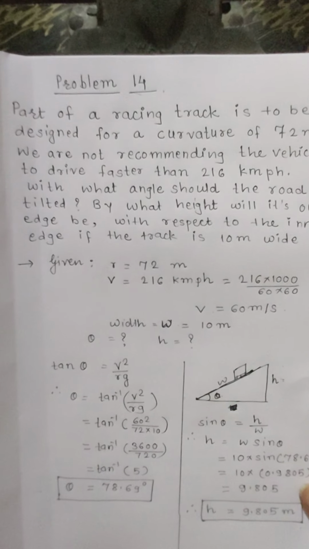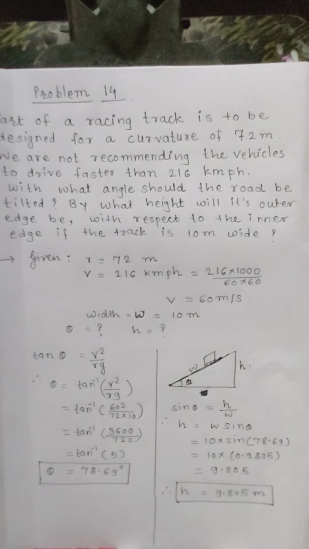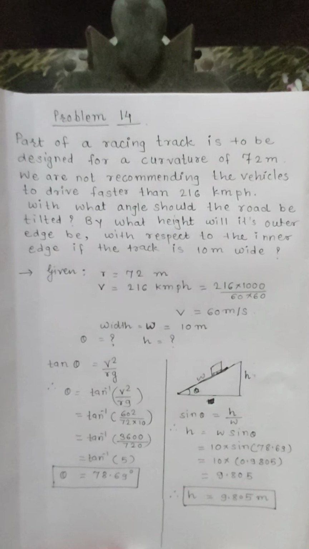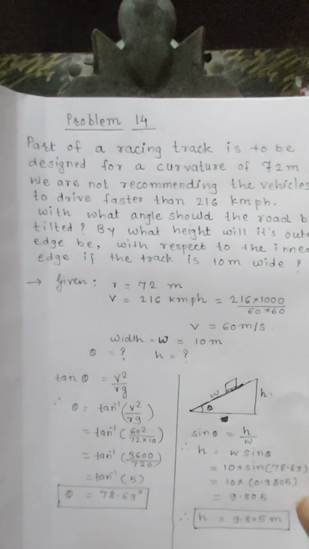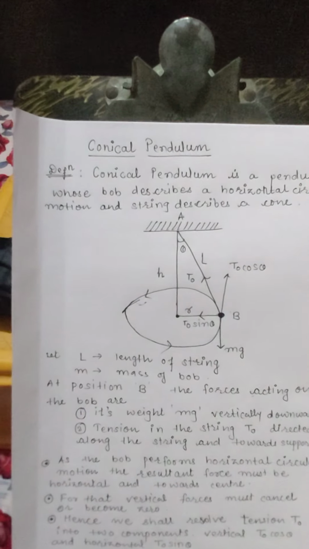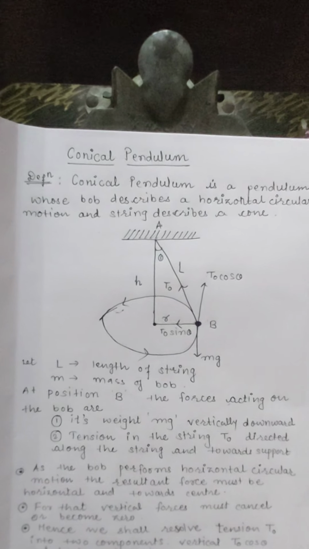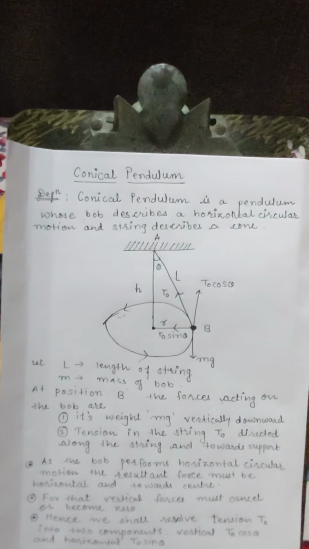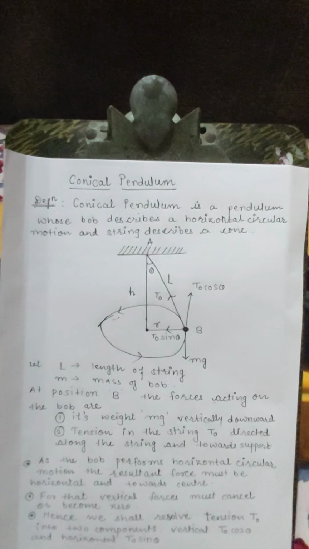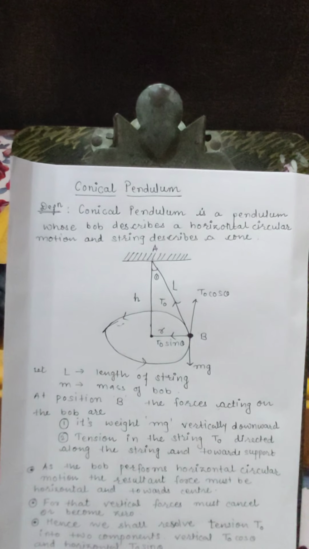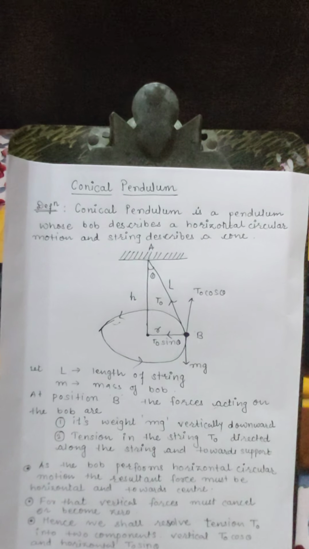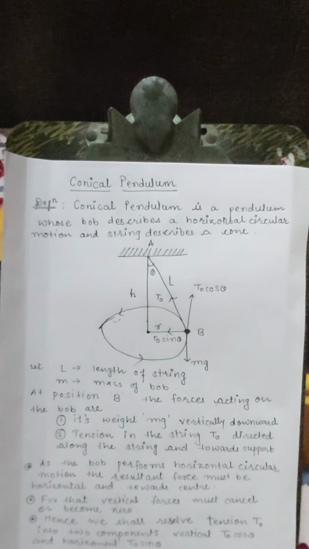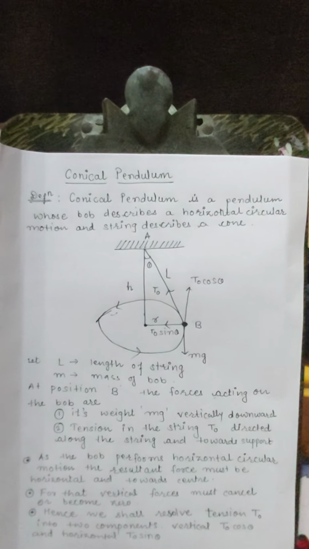Okay? So now we'll move to the next concept, that is conical pendulum. Simple pendulum is known to you, right? In a simple pendulum, what is there? One rigid support, to which one string is attached, and a bob is hung with the string, right? And it performs the oscillatory motion about the mean position.